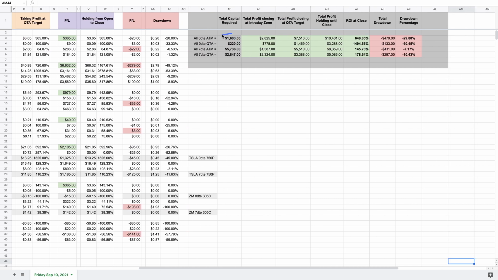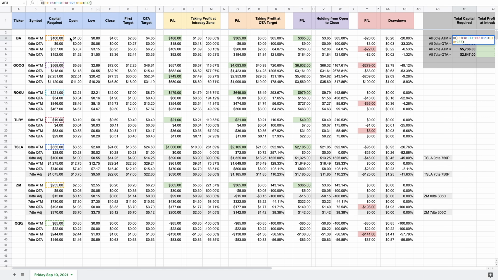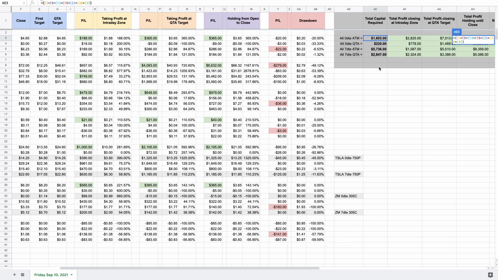as well as if we come over here. So buying all of the at the money options at the open, if I were to click this just so you guys can see the formula, I'll press this right here. This right here is the formula. What it's doing is it's adding the $100 plus the 568, which would have been one at the money option on Google, one at the money option on Roku, and so forth. You add all those up, and that's exactly how much it would have cost, $1,600.